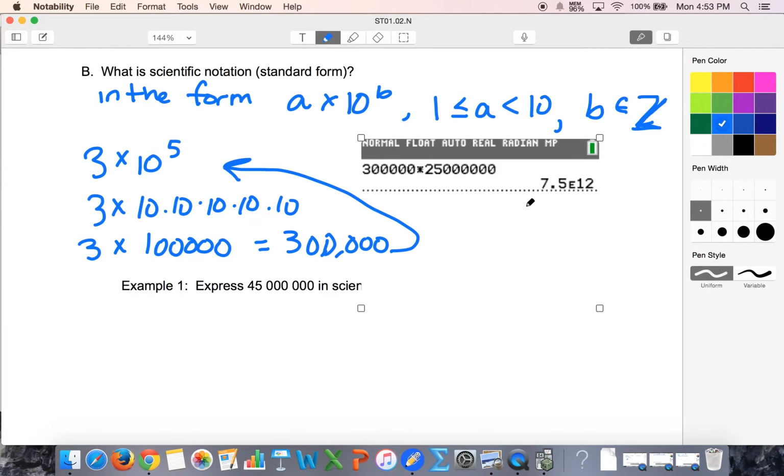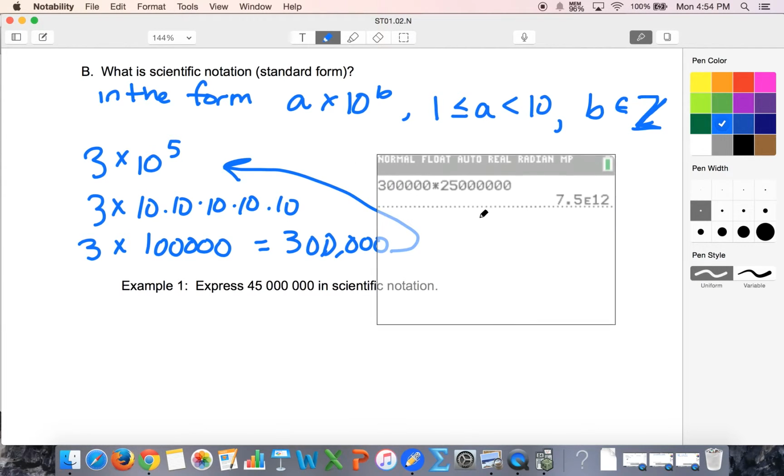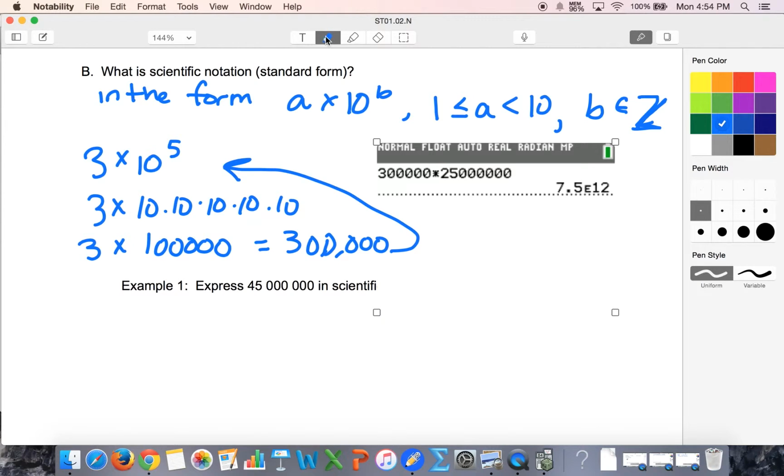So the e means our exponent, but what this really means is 7.5 times 10 to the power 12, which is really what the e is saying. So let's highlight that and match up the parts. The e is saying times 10 to the power. So anytime we see that in our calculator, we know that our calculator has made scientific notation because your number wouldn't fit on the screen. So this is going to end up being 7.5 times a 1 with 12 zeros.